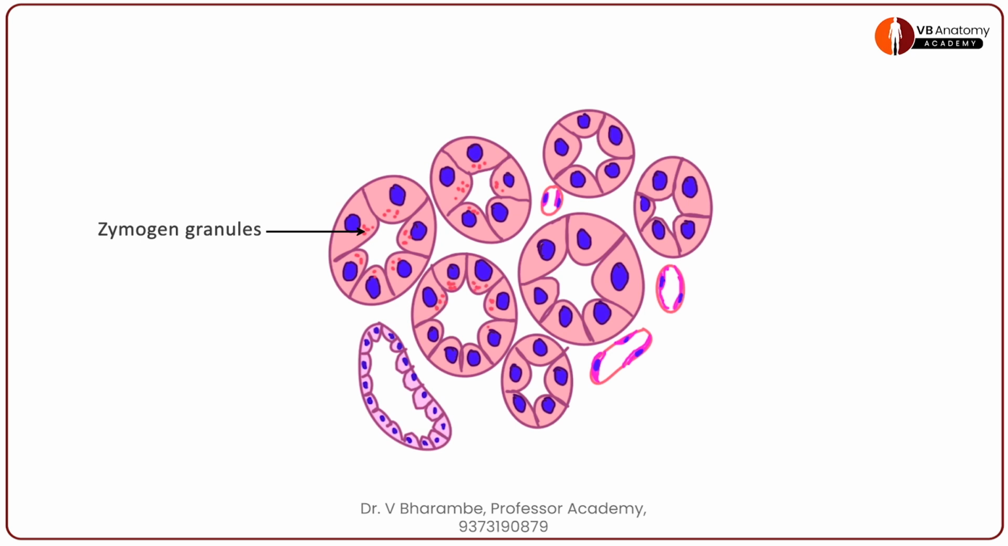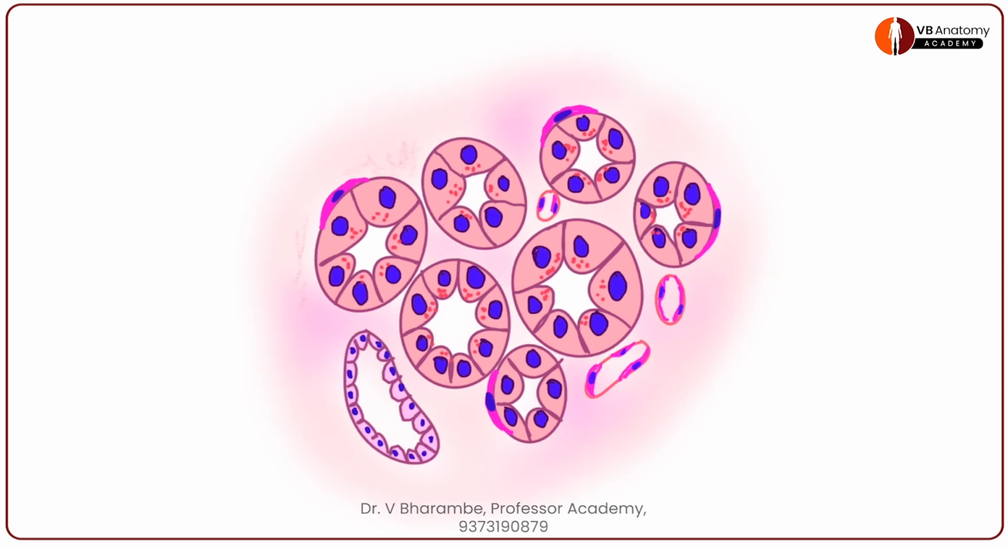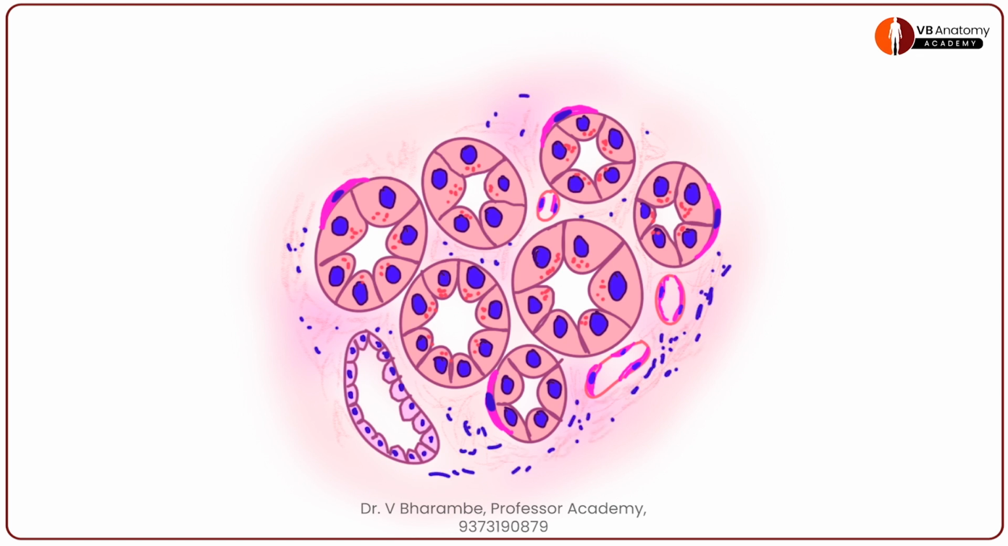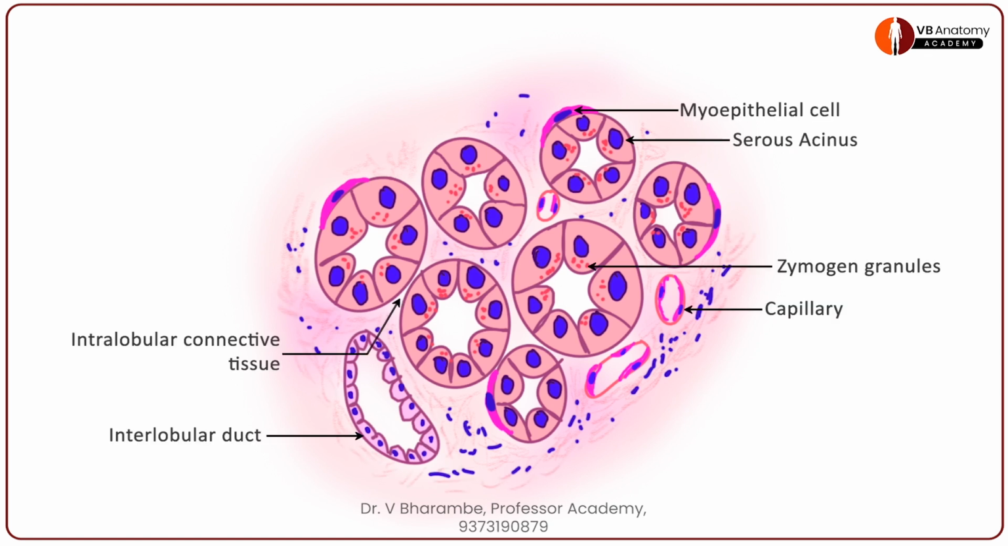Let's begin to add the apical zymogen granules first. Now let's add the myoepithelial cell here towards the edge of a serous acinus. Draw its nucleus, flattened and quite dark nucleus. Now let's add the connective tissue element. Let's add the collagen and the reticular fibers and a few nuclei. And there you have the diagram of your serous salivary gland.